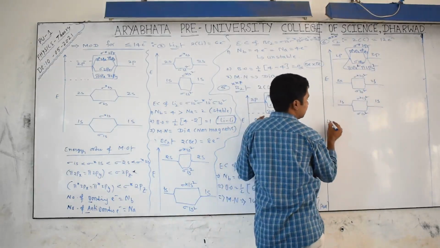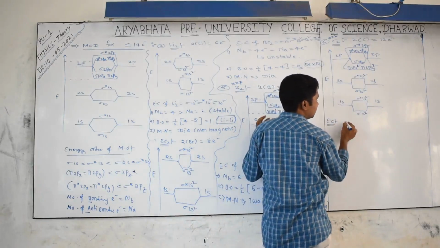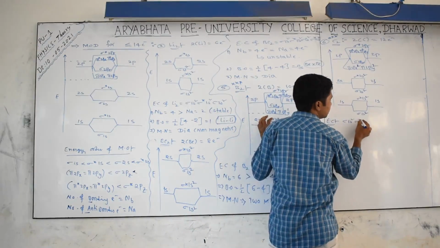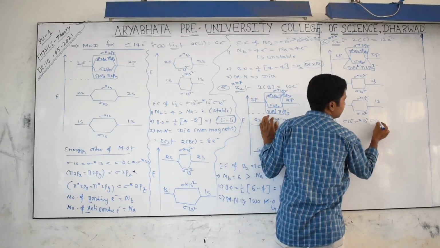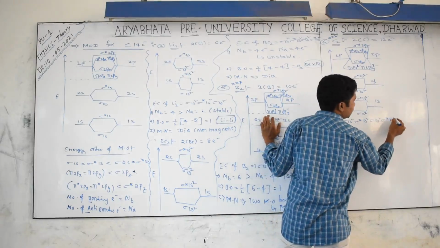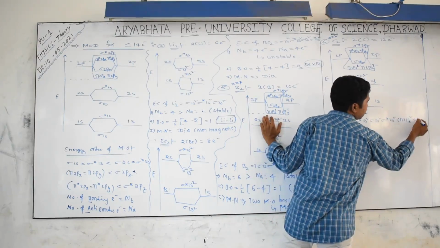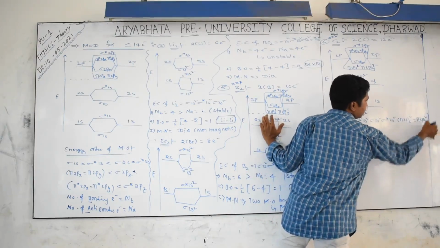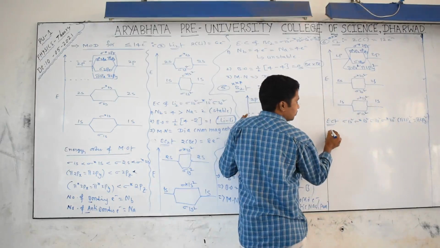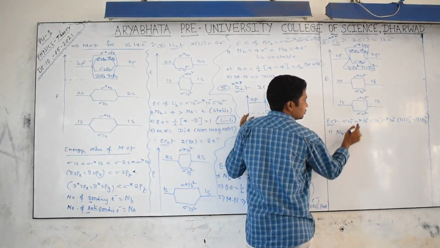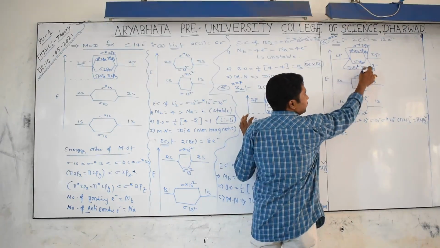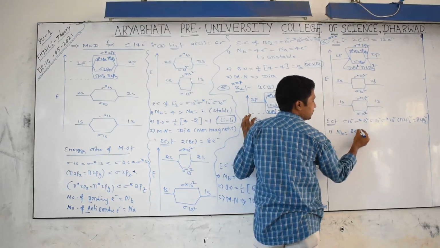So write down the electronic configuration of the C2 molecule: sigma 1s2, sigma star 1s2, sigma 2s2, sigma star 2s2. After that, pi 2px2 equals pi 2py2. First point, write down the number of bonding electrons. How many? 2, 2 and 4. Together 8 electrons.